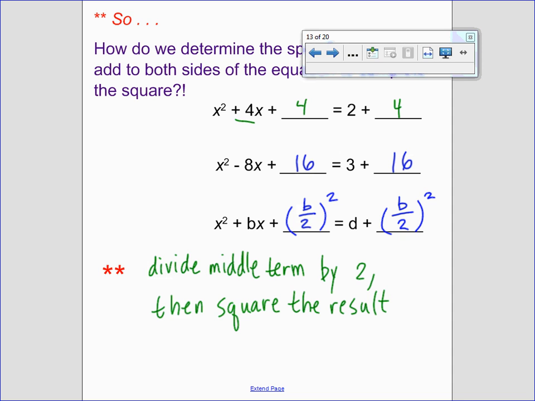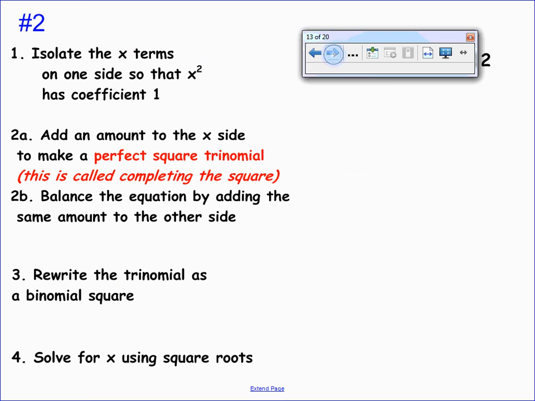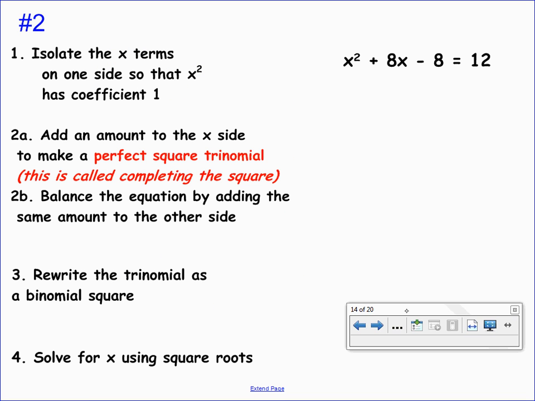So we divide the middle term by 2, enter, and then square the result. Sweet. Let's go ahead and try another.